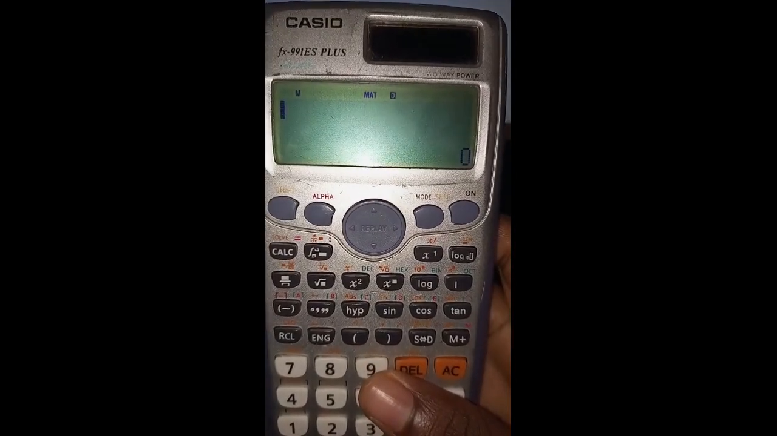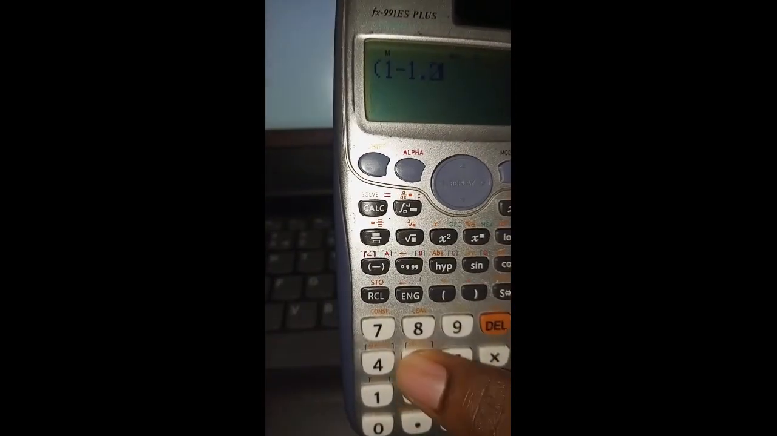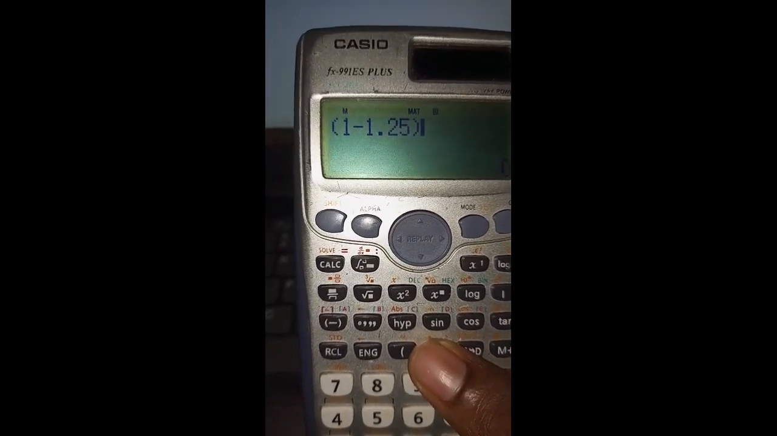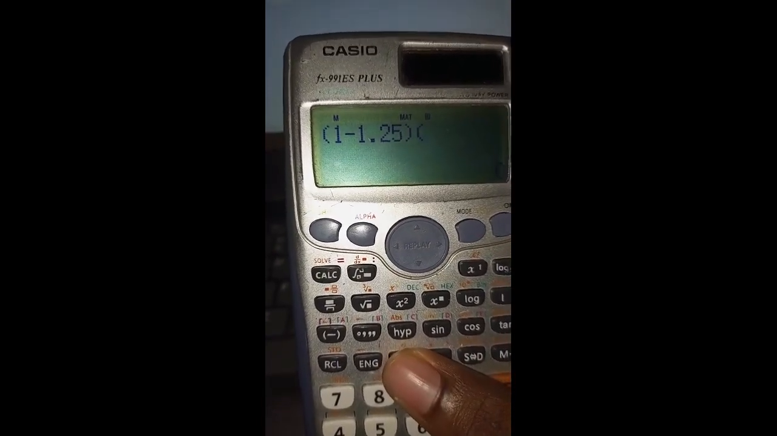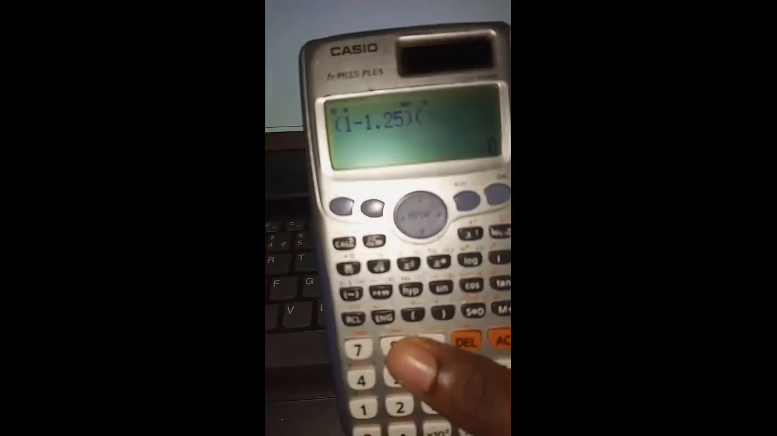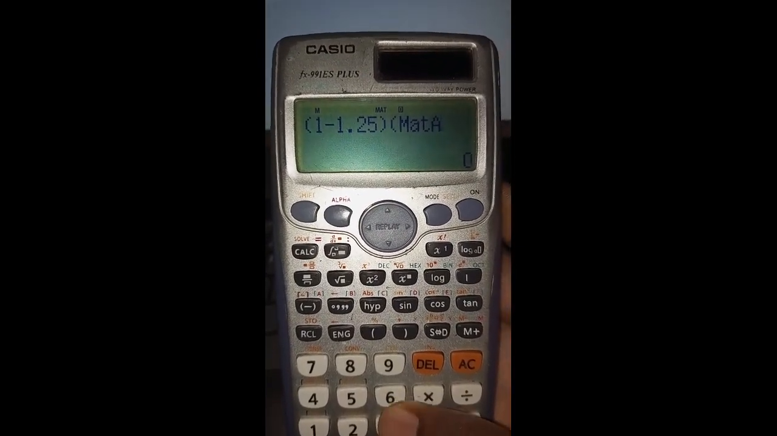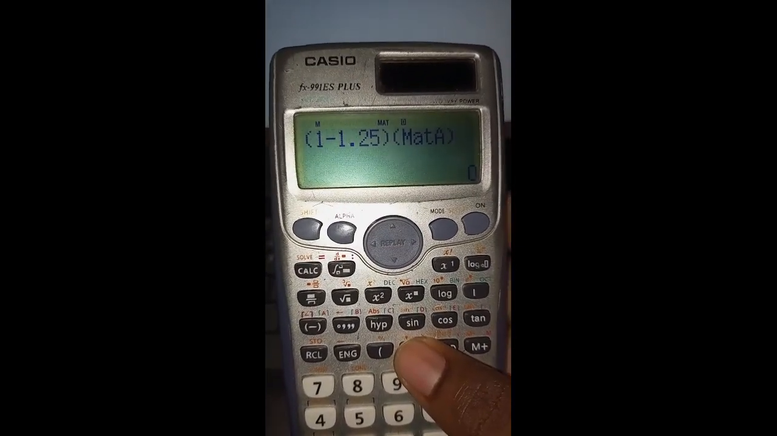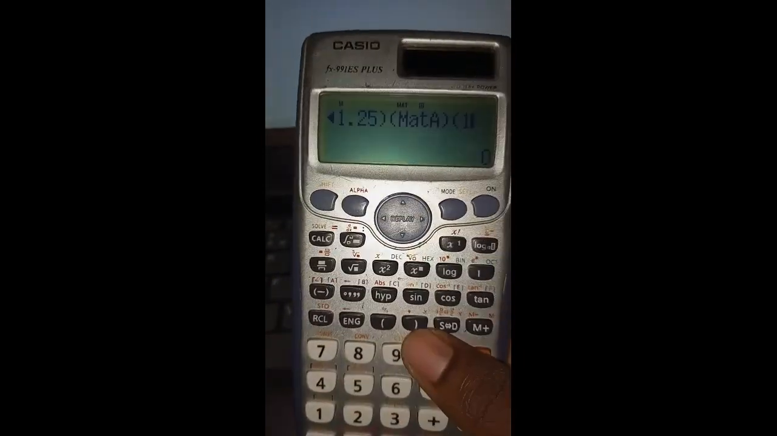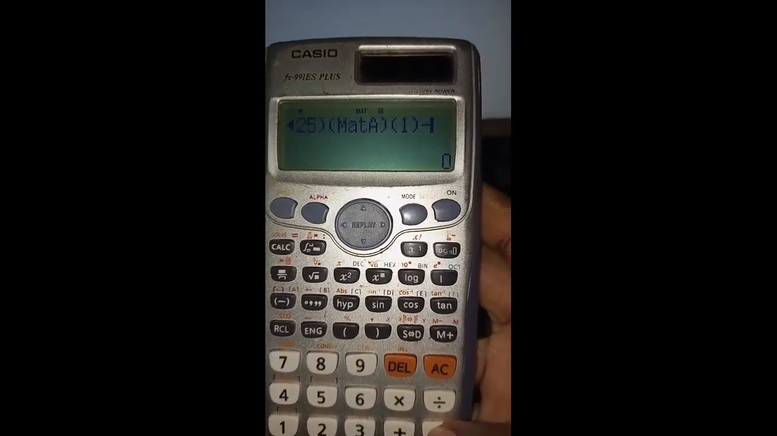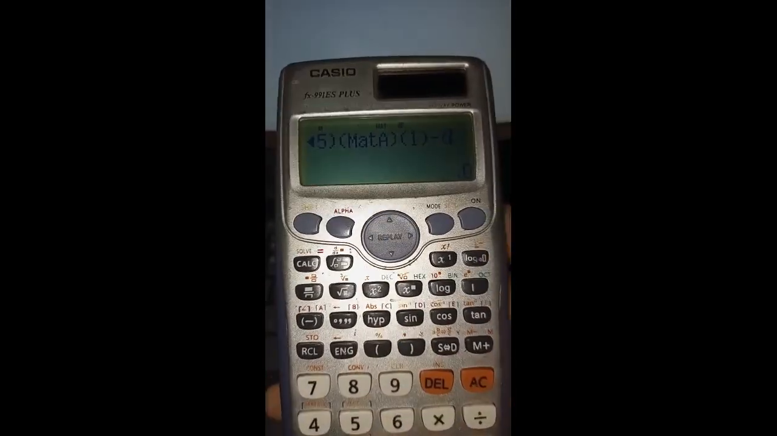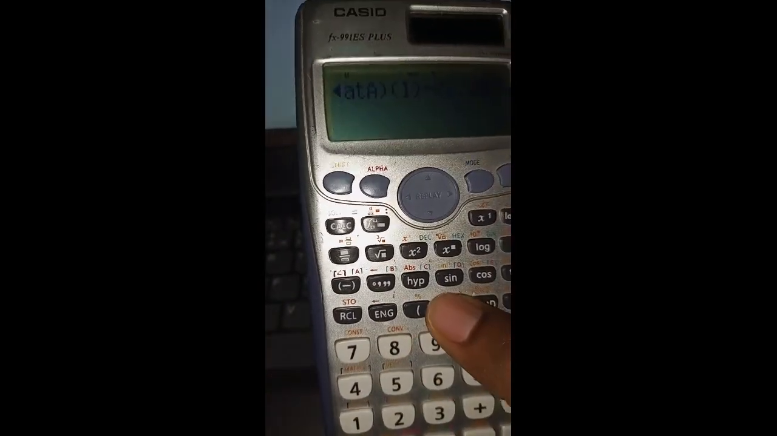So we can do this. The equation was 1 minus omega. So bracket, 1 minus omega is 1.25. Then bracket. Then we have D. D is matrix A. So Shift plus 4. I'll get matrix A by pressing 3. That's matrix A. Then bracket. Now x naught. X naught is 1. So I'll put 1 over there. Now minus omega. We know that omega is 1.25. So 1.25. And then bracket.